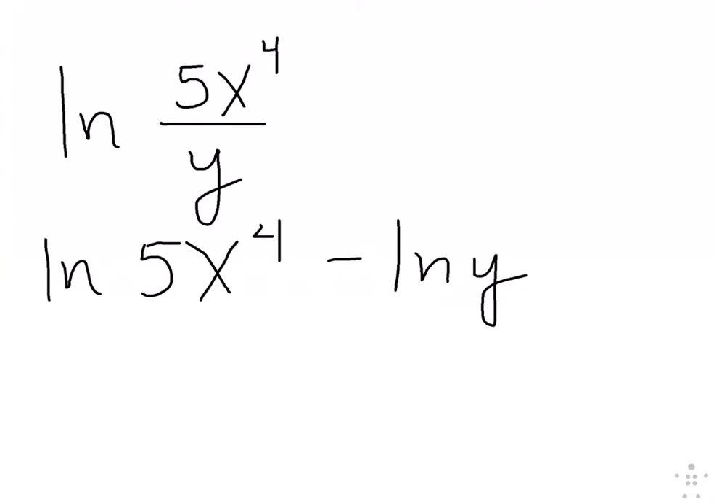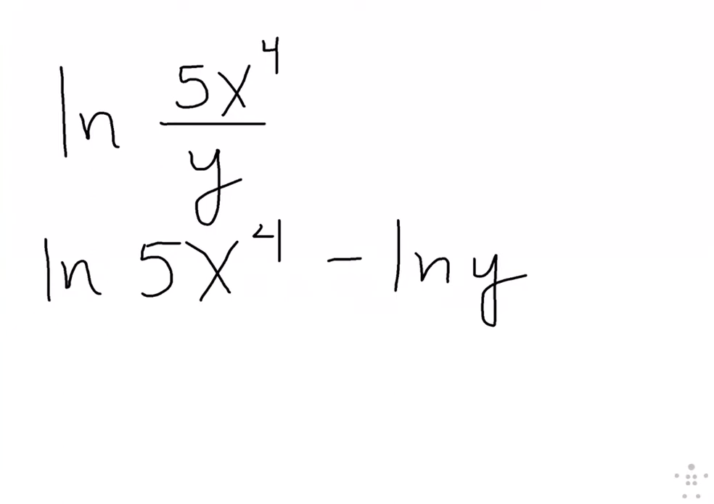Now, here's the next part where a lot of people get it wrong, not only high school students, but also college students. That first part says 5x to the fourth, and what a lot of people do is put the 4 in the front and leave it alone and think they got it right, which is wrong. Here's why. That says the ln of 5 times x to the fourth.